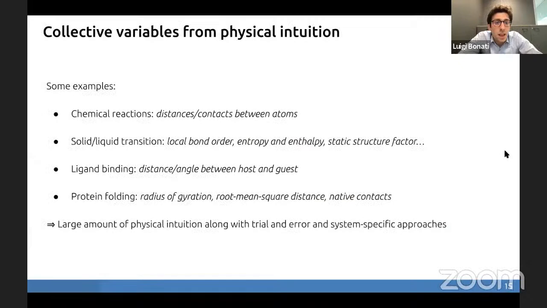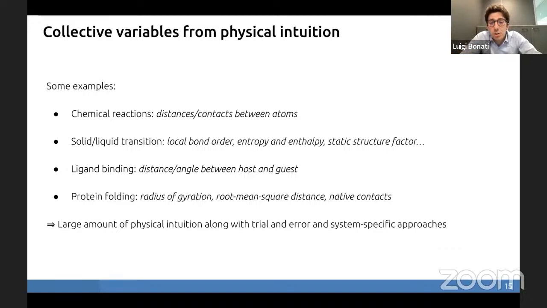However, the problem is that collective variables are typically very system specific. In general, there is not a one-fits-all solution. For instance, if we want to simulate some simple chemical reaction, we might use distances or contacts between atoms whose bonds are formed, but then we need to combine them. Or if we want to study, I don't know, a solid-liquid phase transition, we might look at the local bond order around each atom to see whether there is the formation of short and long range order. Or if we want to simulate protein folding, we might resort to quantities such as the radius of gyration, root mean square distance, and so on and so forth.